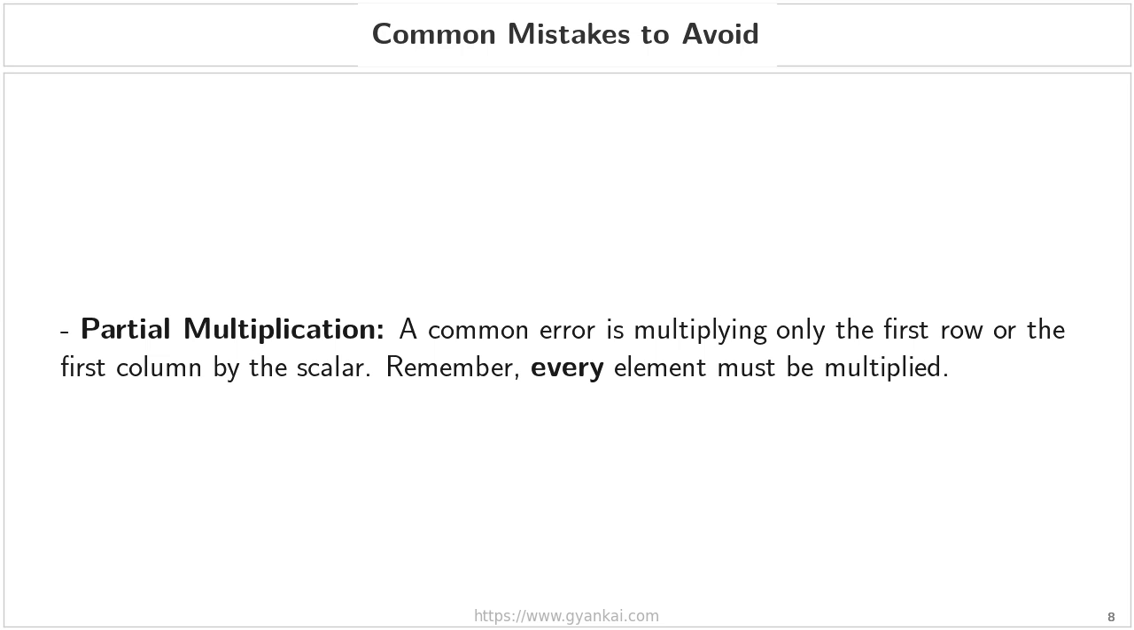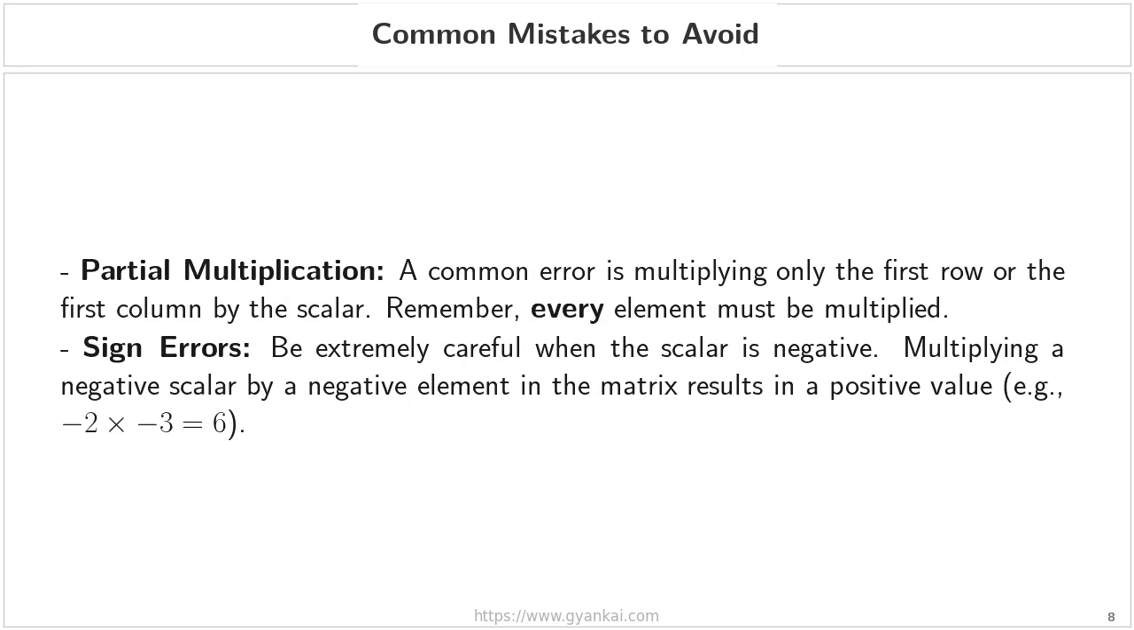Please remember the rule we established in our step-by-step process. The scalar must be distributed to every single element within the matrix, without exception. Secondly, you must be extremely careful with sign errors. As we saw in our previous numerical example where we used a negative scalar, the signs can be tricky. Always remember your basic arithmetic rules. Multiplying a negative scalar by a negative element in the matrix will result in a positive value. For example, if you multiply -2 by -3, the result is +6.